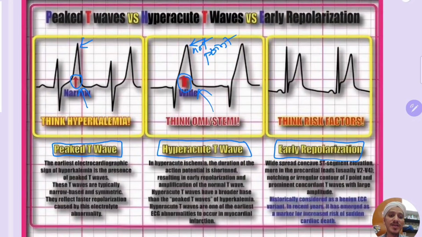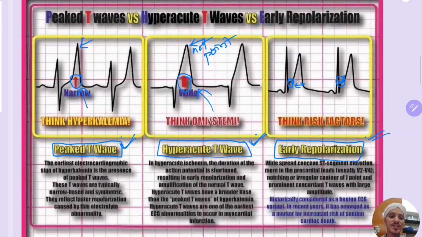Now here you can see again the base is somewhat narrow, we can say. But you can see here concave ST segment elevation, and this is the J point, with an irregular contour of the J point. Where is the J point? This early repolarization pattern has 3 to 4 different types, which we will know in the coming figures. Just remember we need to differentiate between hyperkalemic, hyperacute, and early repolarization patterns. What is the significance? Peaked T waves mean hyperkalemia, hyperacute means infarction.